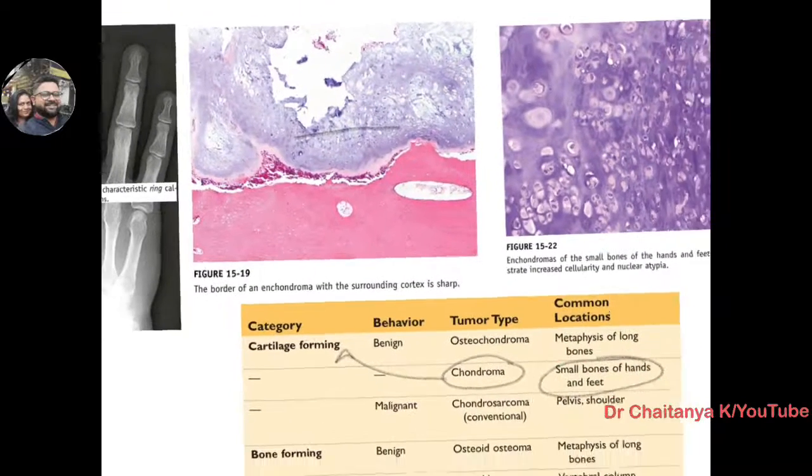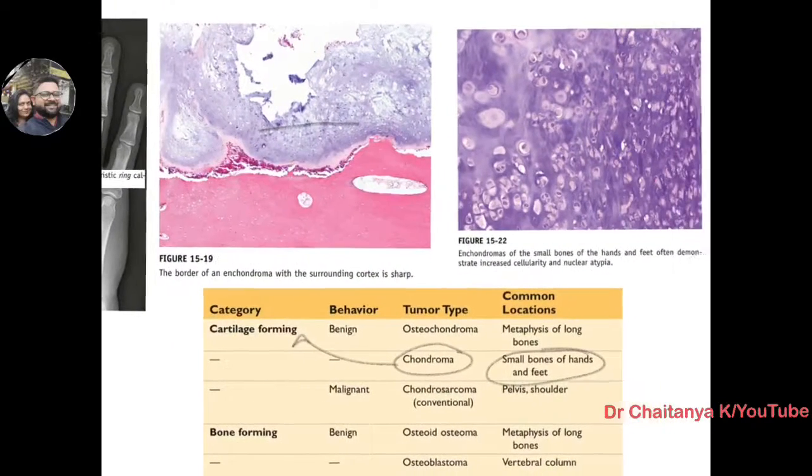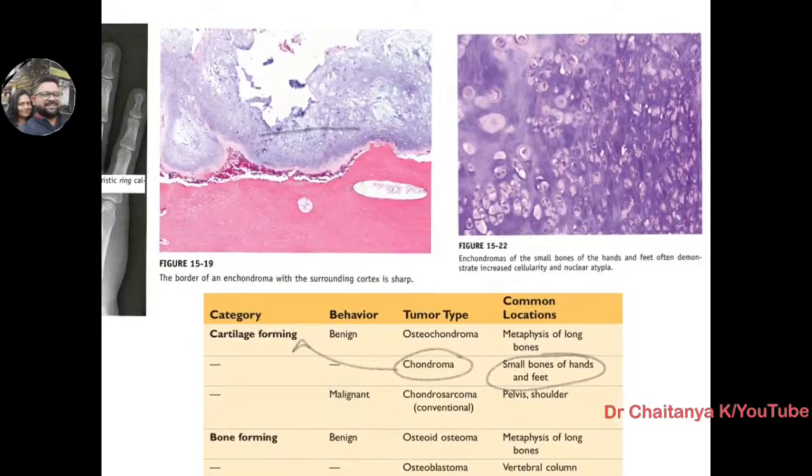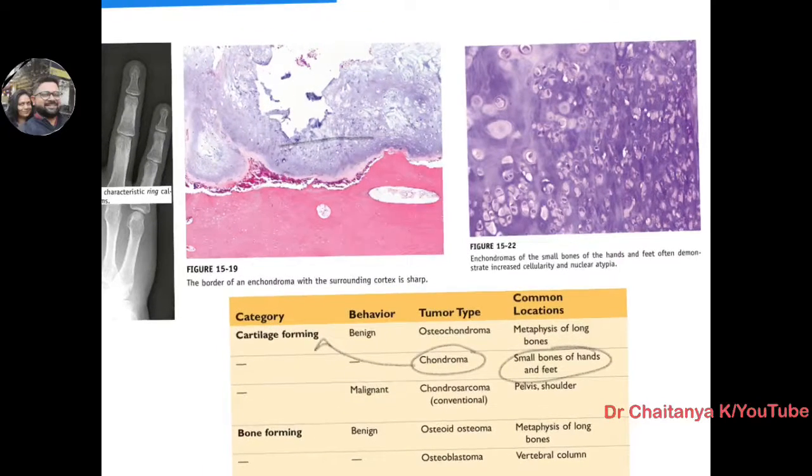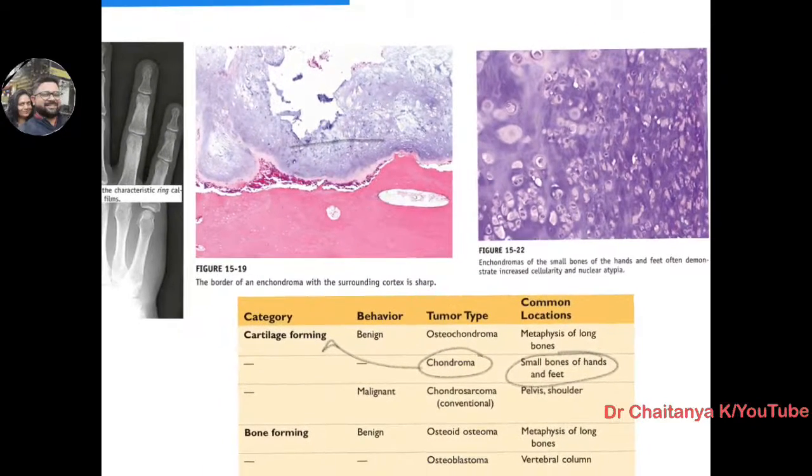One is low power, one is high power. It is showing hypercellularity, and the nuclei are not that atypical. But the important thing to remember is that cartilage formation is seen. This is the new cartilage formation which is demarcated from the original cartilage, and the chondrocytes are not that atypical. So these are the features of chondroma.